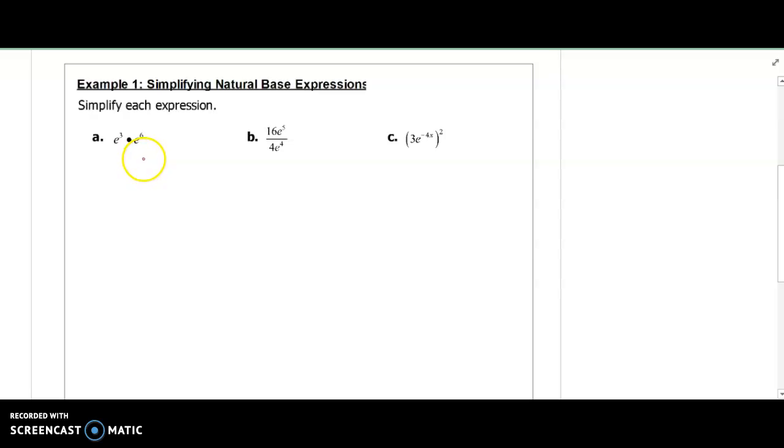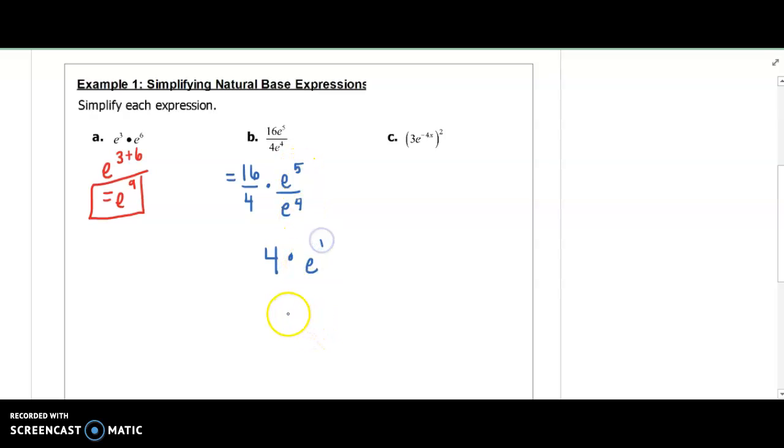All right, let's look at example 1. Okay, now we're going to treat these no different than we did last chapter with our exponents. So e to the 3rd times e to the 6th, remember, is just e to the 3 plus 6, which is e to the 9th. Okay, when I have a fraction, guys, I like to separate them. So 16 over 4 times e to the 5th over e to the 4th. Okay, well 16 over 4 is just 4 times, well, e to the 5th over e to the 4th. Remember, when we have a fraction, we subtract the exponents. So 5 minus 4 is just e to the 1st, or just e. So this should reduce just to 4e.